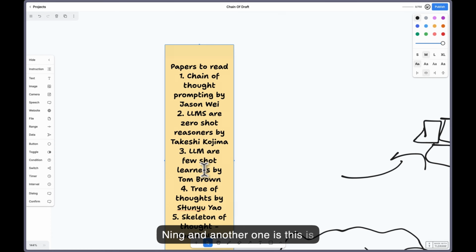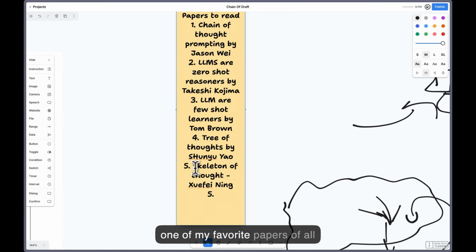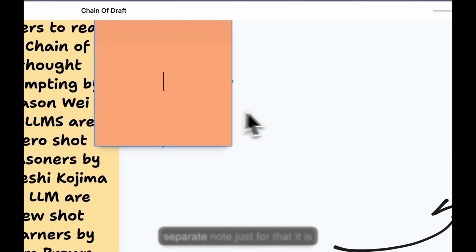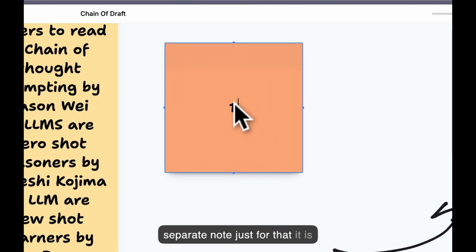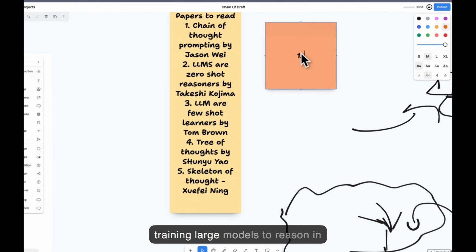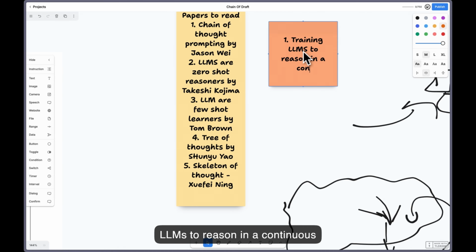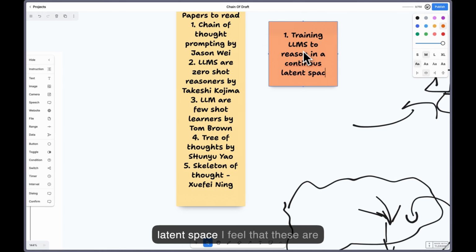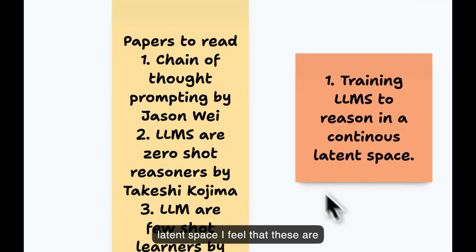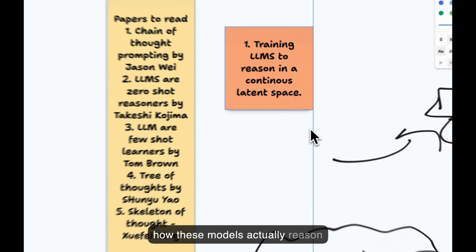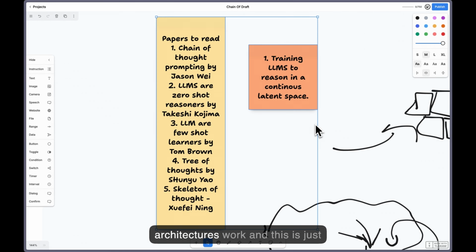And another one is, this is one of my favorite papers of all time, and I might just give it a separate note just for that. It is training large models to reason in a continuous latent space. Training LLMs to reason in a continuous latent space. I feel that these are very good papers to understand how these models actually reason and how their architectures work.